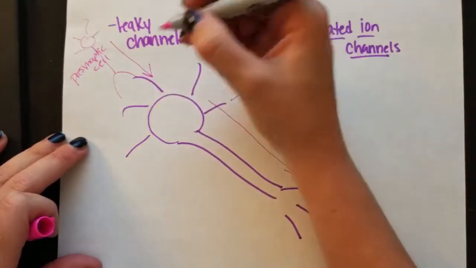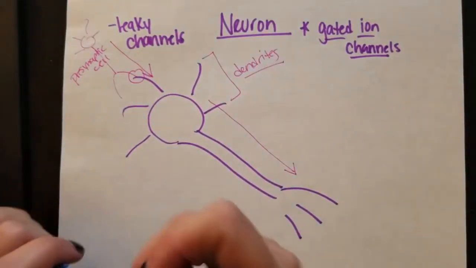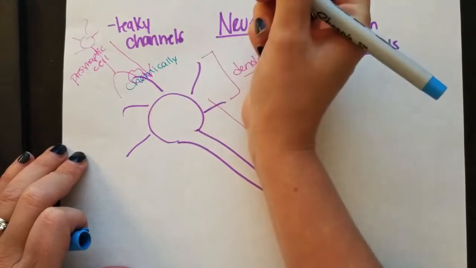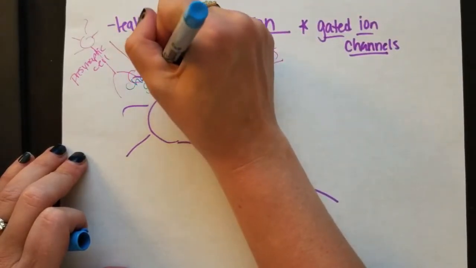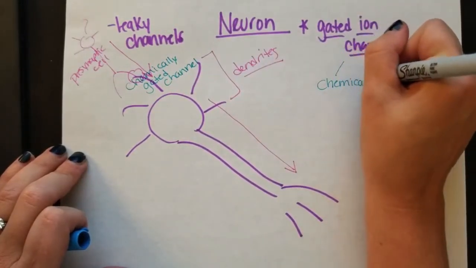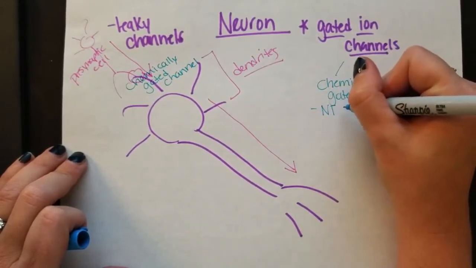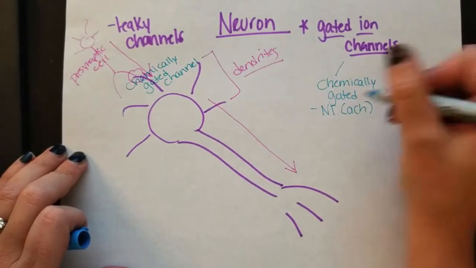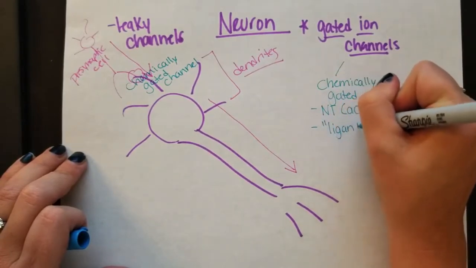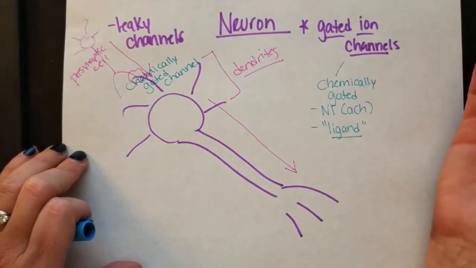So in this case, if we zoomed in on our dendrites, we would see lots and lots of chemically gated ion channels. Chemically gated ion channels are present in high quantities on these dendrites. So what a chemically gated channel is, we can add that over here. A chemically gated channel is one that's going to open in response to a neurotransmitter, NT, such as acetylcholine or ACh, or maybe it'll open in response to some other type of ligand. So sometimes these are called ligand-gated channels, and all ligand means is chemical. It's some type of molecule.